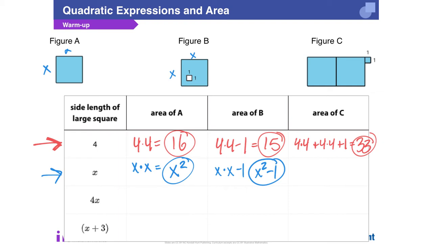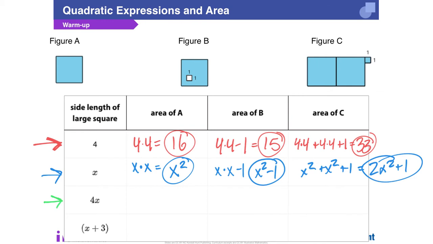And in figure C, we would have one square that is x squared. And then the area of the other square would also be x squared. And then we're going to add on that 1. So to combine like terms here, I would have 2x squared plus 1.